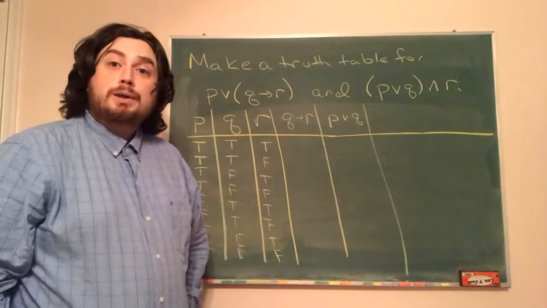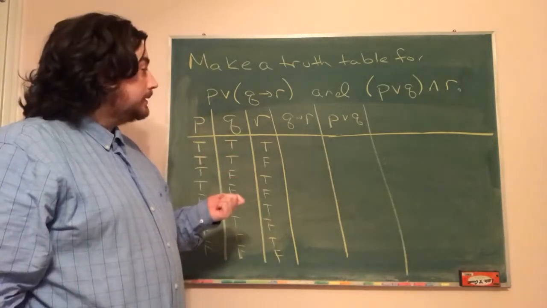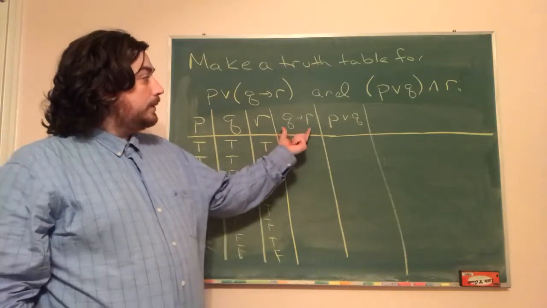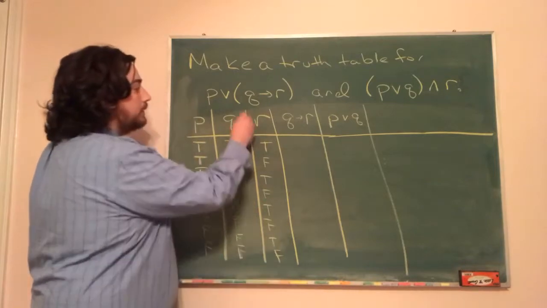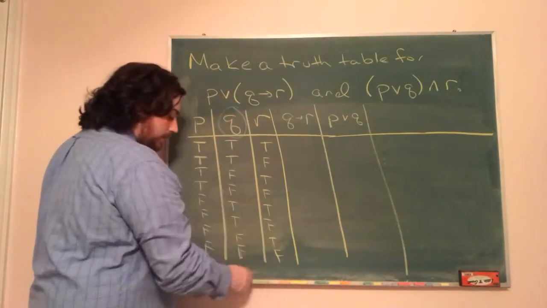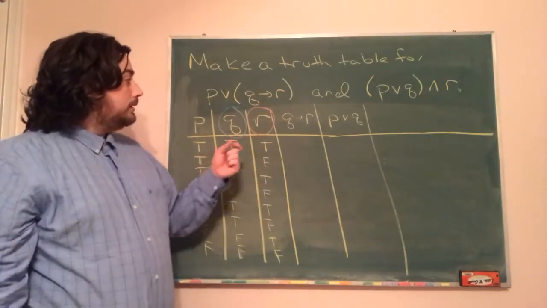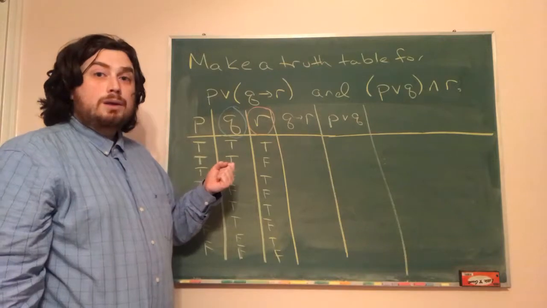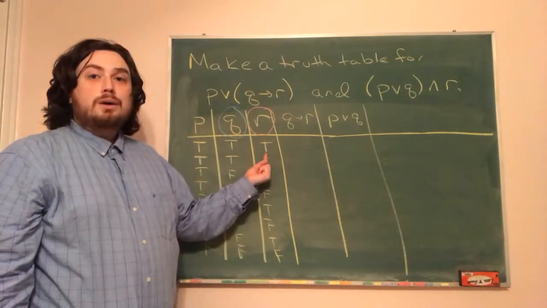So now, when we make the columns for these new statements, which are combining some of our previous statements, the way we're going to do that is we're going to look at the corresponding columns. So if we have if Q then R, we're going to look at the Q column, and we're going to look at the R column. So I want to get if Q then R, and so I'm going to look at the truth table as I go through, and I'm going to read this as if true then true.